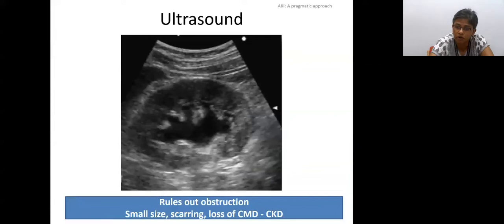Ultrasound is so important, as I mentioned before. It helps you to rule out an obstruction, and also it gives you an indication if the patient has an underlying CKD. So if the kidneys are small in size and there's a loss of corticomedullary differentiation, it will tell you that this may be a CKD on which an acute kidney injury is superimposed.